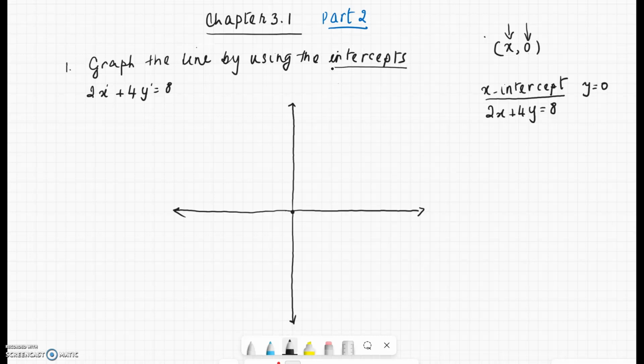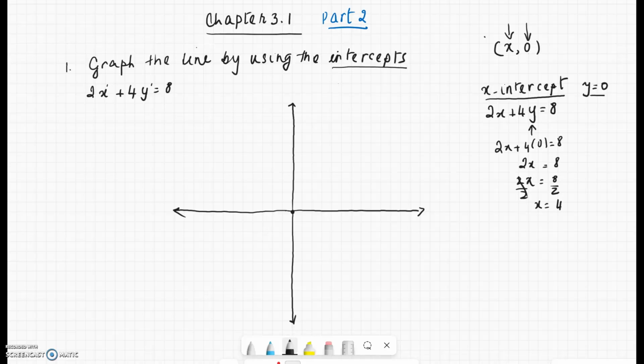We set y equals 0 because we are trying to find the x-intercept. We plug in y equals 0. So 2x plus 4 times 0 equals 8. 2x is equal to 8. x is equal to 8 over 2. So you divide both sides by 2. So x is equal to 4.